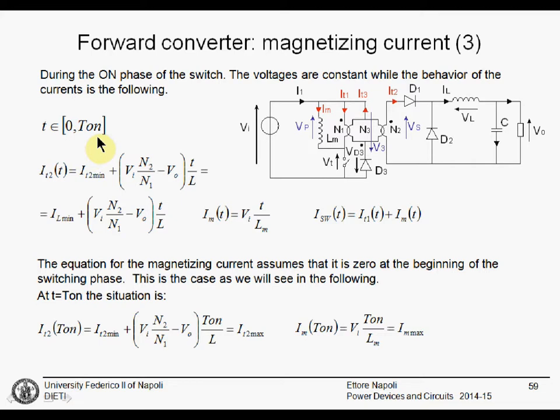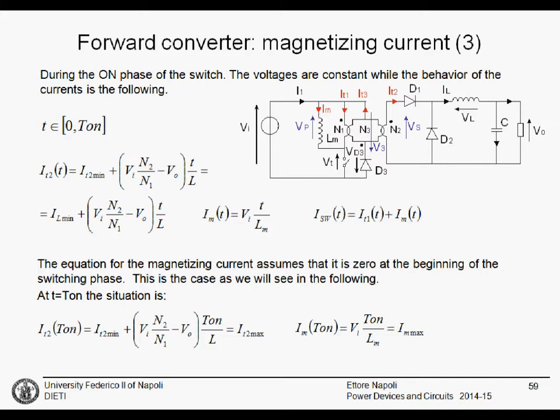Then we can say that IT2 is the current that flows through the inductance. But since the secondary voltage is positive and it's larger than the output voltage, this current will increase with time, will linearly increase with time. We keep assuming that we are working in the continuous current mode condition. This means that the current in the inductor is never 0.